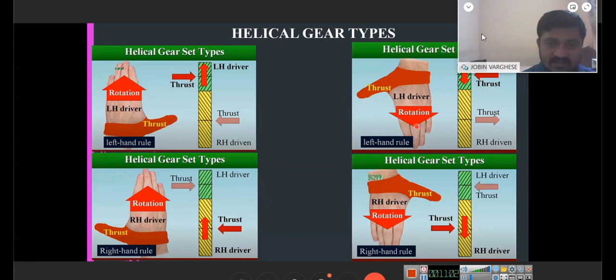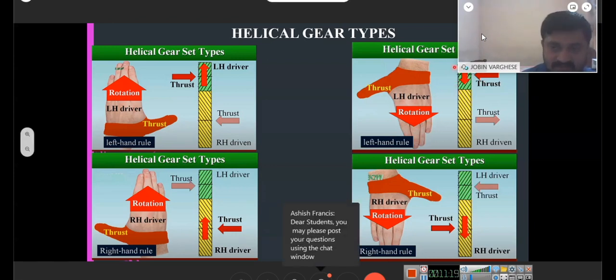Similarly, with the left hand, if the rotation is anti-clockwise in this case, if I'm seeing from this side, then we keep the fingers like this way, and the thrust is towards this. That means the gear will try to pull in this direction. So we should have some bearings at this point.